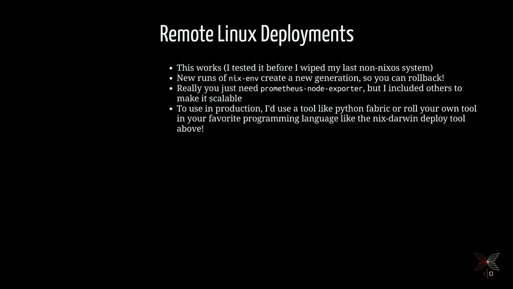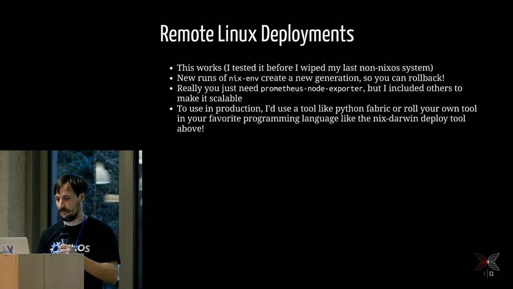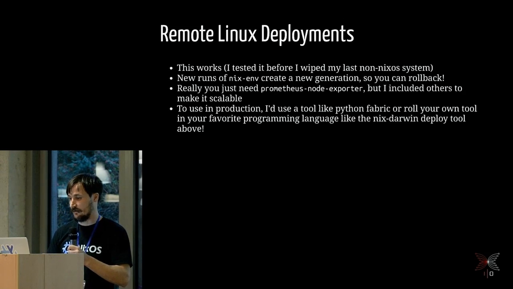This works. I tested it before I wiped my last non-NixOS system. New runs of nix-env create a new generation, so you can roll back with this too, which is pretty cool. You really just need the Prometheus node exporter, but I included other services so you could see that it's scalable and run multiple services this way. To use in production, like I said, I'd recommend using some other deployment tool rather than just manually SSHing in and running nix-env. That's never a good idea.